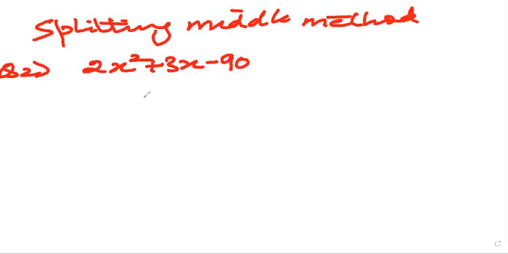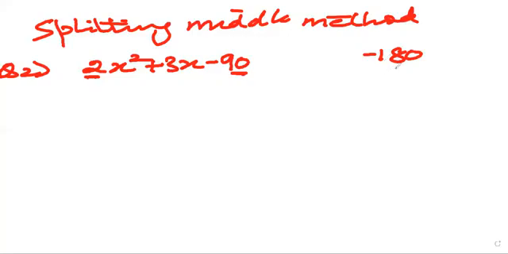Okay. So children, what is your first step in this? First, find the product of the coefficient of x square and the constant term. What is 2 into minus 90? It will be minus 180. Now you have to find the factors of 180 so that your answer comes 3. So you have to find two factors whose sum or subtraction comes 3.